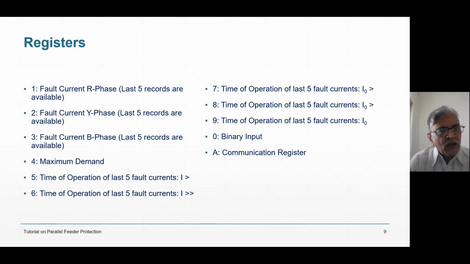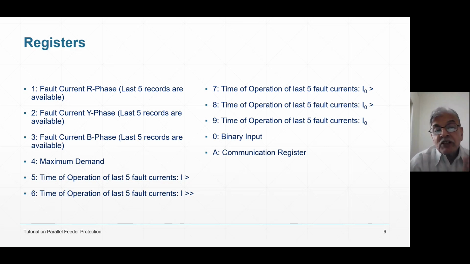Register number 2 is similarly for Y phase. Register number 3 is for B phase. Register number 4 shows maximum demand. So that what is the maximum demand during the day you can come to know. So that helps you in setting the relay.